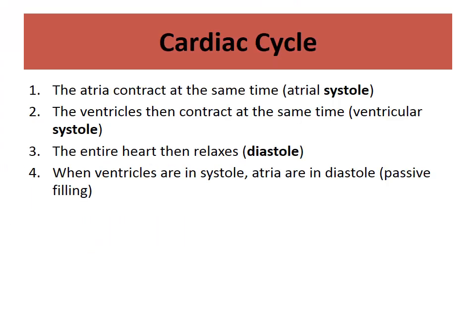The series of events that occur during one cardiac cycle start with the atria. We know that the SA node fires, and this causes both atria to contract at the same time. This active phase is known as systole, so we're in atrial systole. Then both ventricles will contract at the same time, so then we're in ventricular systole. Then the entire heart will relax for a short period of time, and this is known as diastole. When the ventricles are contracting in systole, there is passive filling occurring at the same time in both atria, so both atria are also in diastole during this period.